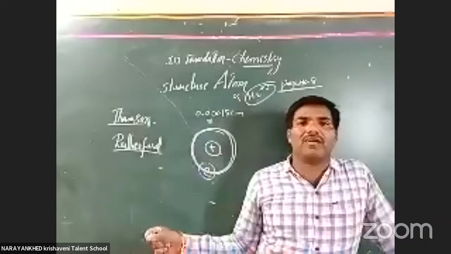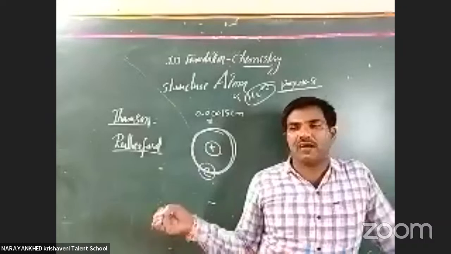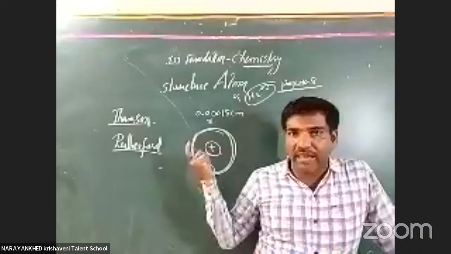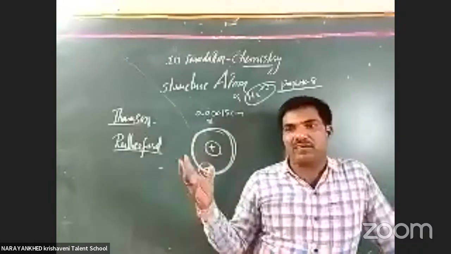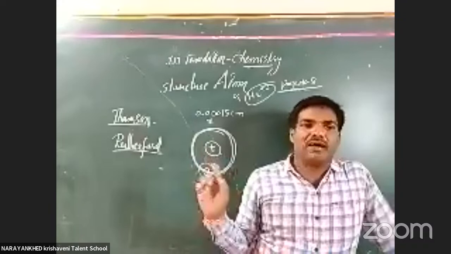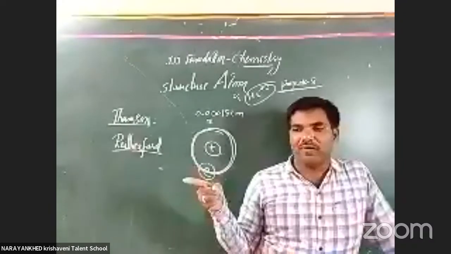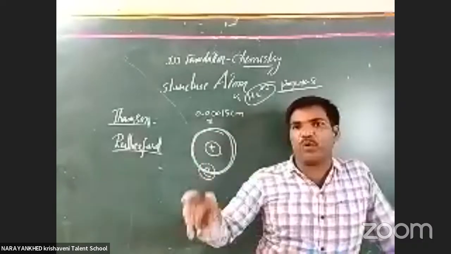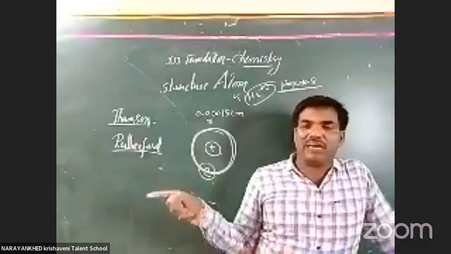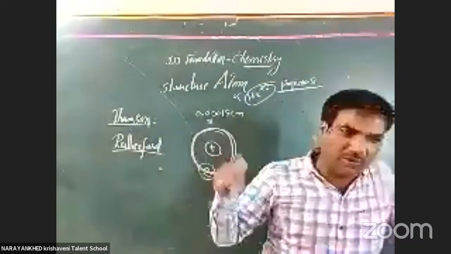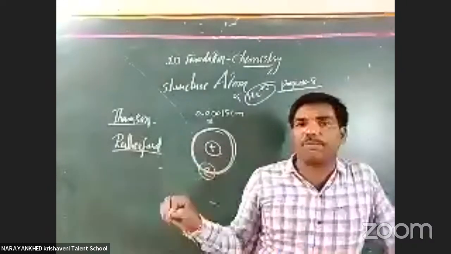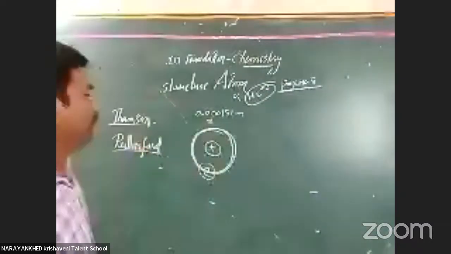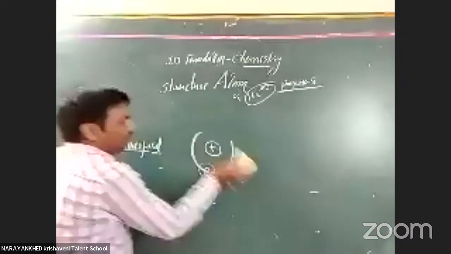Where the electrons are revolving, those paths are called what? Orbits. Understood, all the students? Same as the planetary model: imagine a sun at the center, with planets revolving around it. Like that, our nucleus, a positively charged particle, is at the center, and electrons revolve around the nucleus in particular paths. Those paths are called orbits. You have the same concept on page number 8.